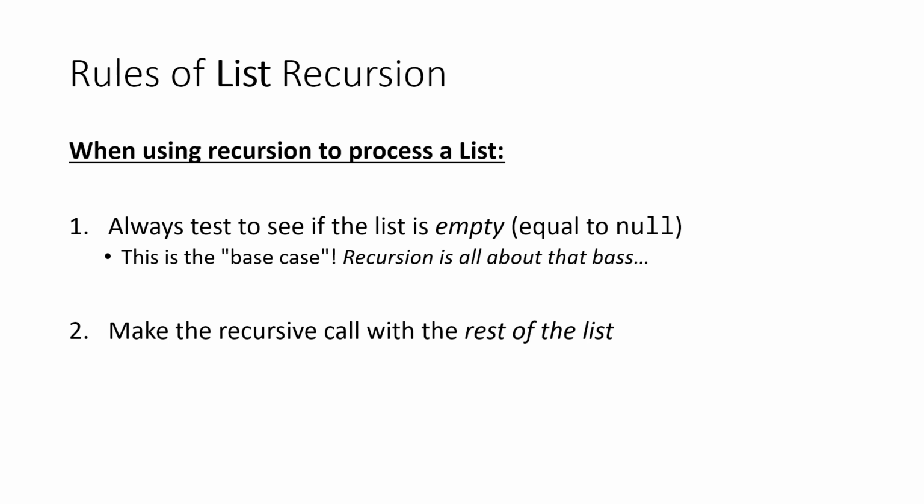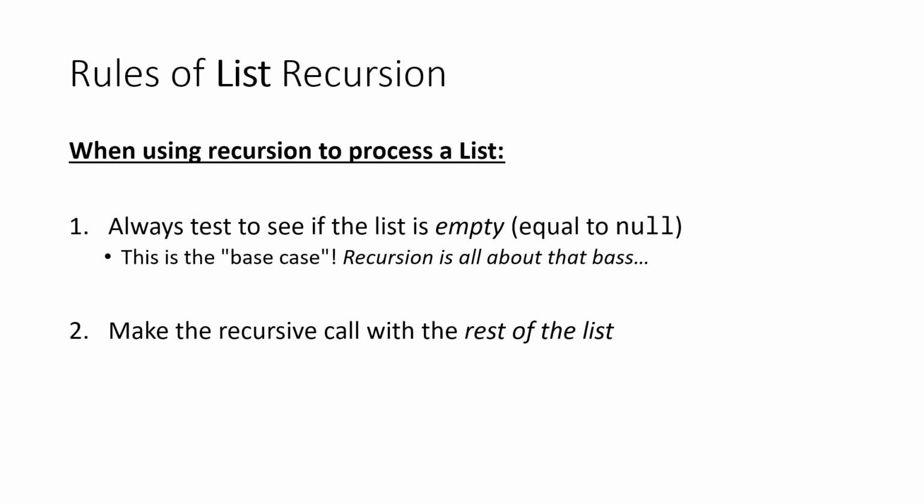As I mentioned, when we're working with list recursion, we tend to have some complementary rules to what we saw with numerical recursion. Specifically, we're always going to test to see if the list is empty. That means if the list is equal to null. And this is going to be a base case, right? This is when we stop recurring, and we know that we've reached the end of the list and our job is done. We need to start returning any values we need back up to the previous function calls.